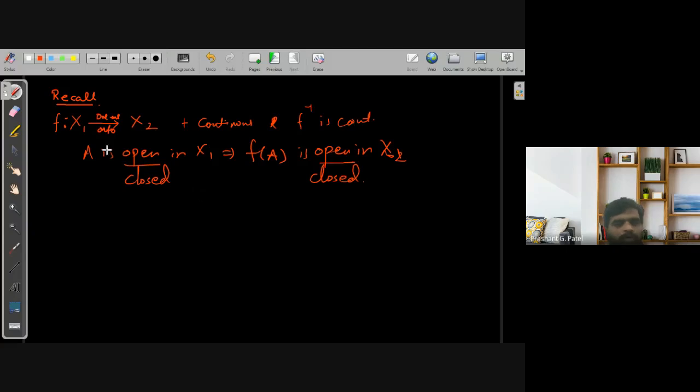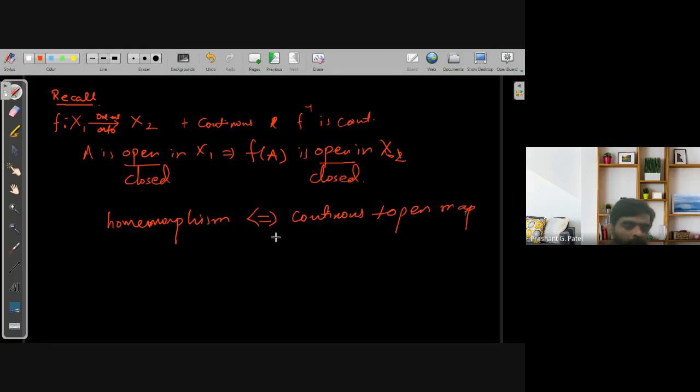And we have seen that there is a relation between the homeomorphism and open map, which tells you that homeomorphism if and only if continuous plus open map. So any homeomorphism is a continuous plus open map, which we have proved.